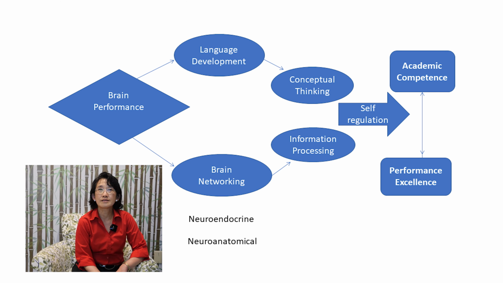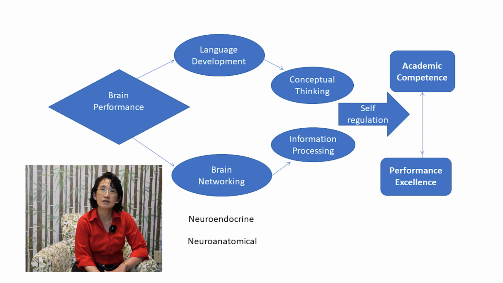So as you can see here, brain performance is a function of two important points. The first point is language development. There is a large area of the brain dedicated to language. And the more skillful we are in reading, writing, and speaking, the better able we are to form conceptual thinking.